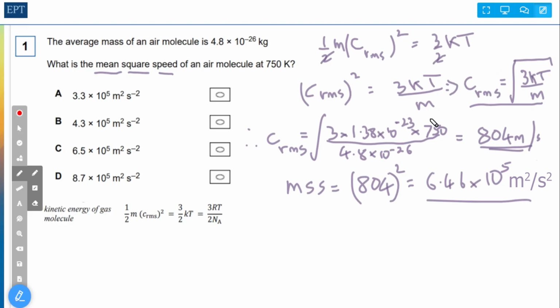Those of you that are on the ball, i.e. all of you, will realise that what we have here is actually the value that we want. c_rms, root mean squared, squared. It's done away with the root. So we could have just put the numbers into 3kT over m and got the same answer.